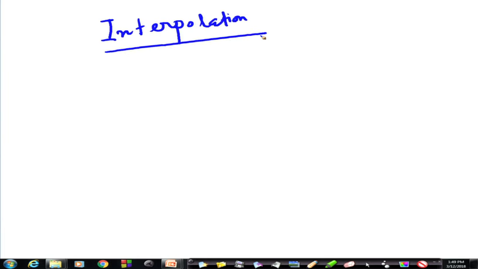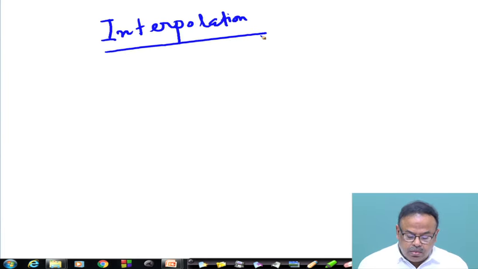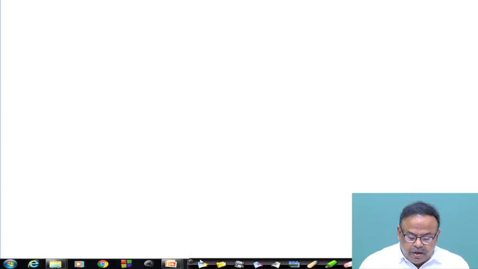Problem number 2 is interpolating a function. I will describe what interpolation is a little later. But before that, let us try to see a very simple way of finding the root of a function.